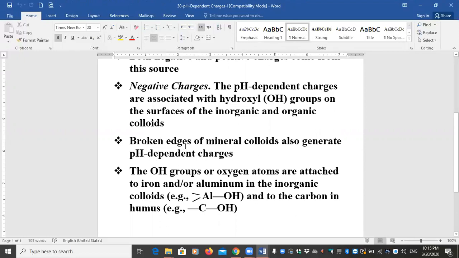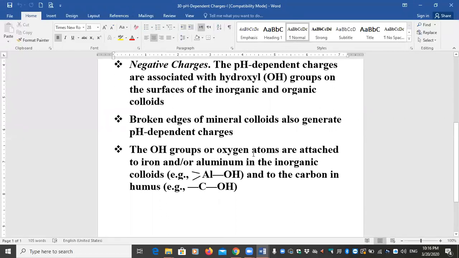What we mean by broken edges: when you have a crystal formed from so many crystal units or layers, it has to end somehow. It doesn't keep on forever. Where it stops, the edges that are exposed, we call the broken edges. And that's where we have these exposed functional groups like the OH groups. The OH groups are oxygen atoms attached to iron and or aluminum in the inorganic colloid. So these two lines indicate this is part of a huge structure, and at the end of it, or on the surface of it, we have an exposed OH group.